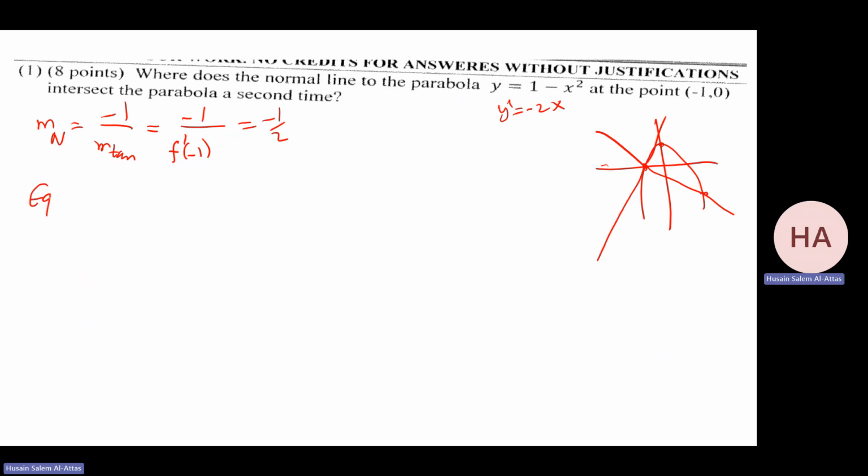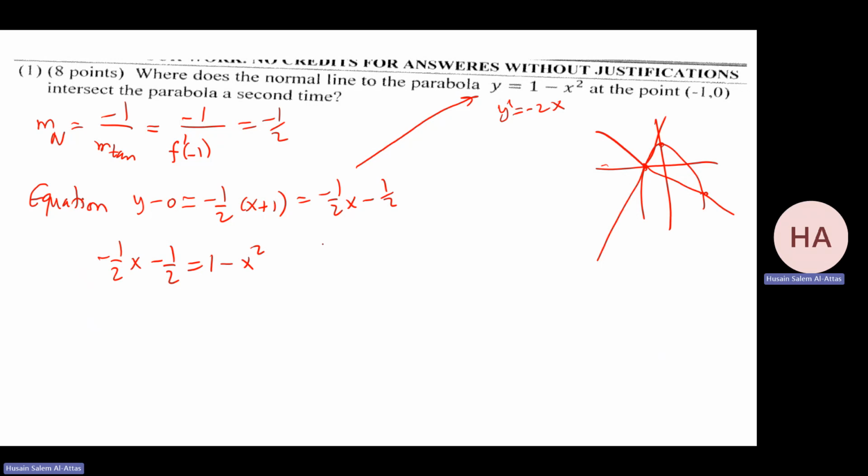So the equation will be y minus 0 equals minus half times x plus 1, which is minus half x minus half. Plug it here again. That means minus half x minus half equals 1 minus x squared, multiplied by 2. So we have minus x minus 1 equals 2 minus 2x squared. So we have 2x squared minus x minus 3 equals 0.